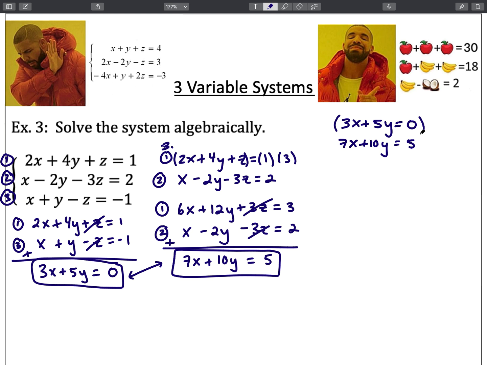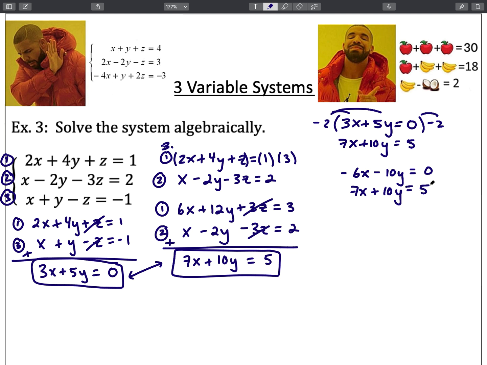So what we can do is take the first equation and multiply everything by negative 2. Negative 2 times 3x is negative 6x. Negative 2 times 5y is negative 10y. And then negative 2 times 0 is going to be 0. The second equation I'm going to leave alone: 7x plus 10y is equal to 5.